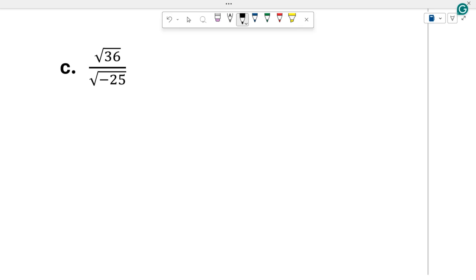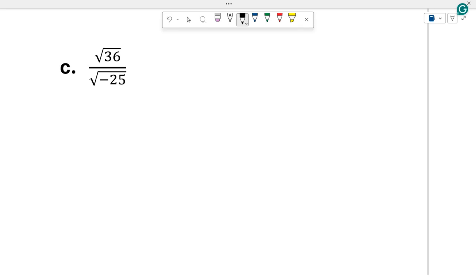So when you have a negative underneath a square root, you want to express that using i notation. You don't just want to leave the negative underneath the square root, right? So if it's an imaginary number, use i. Don't just leave the negative underneath the square root and walk away.